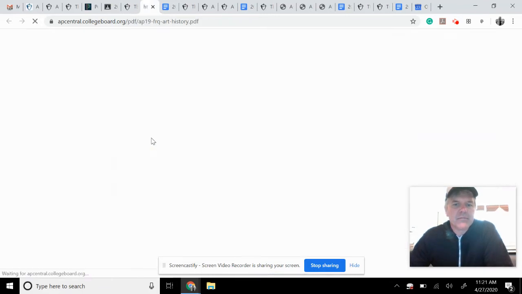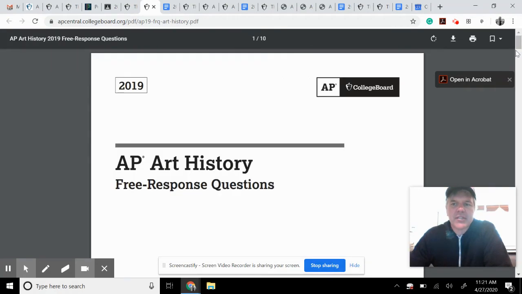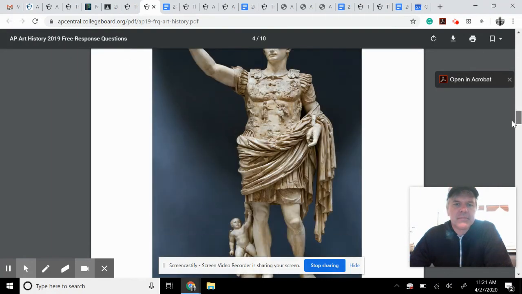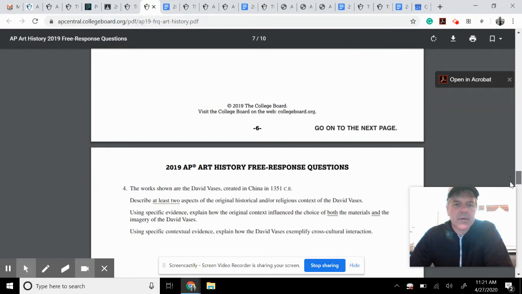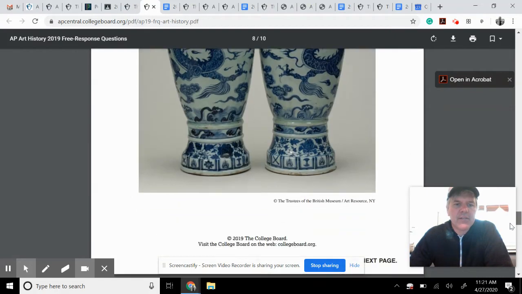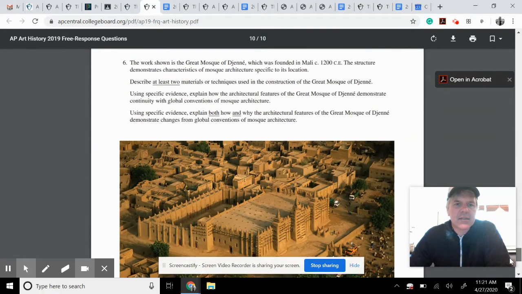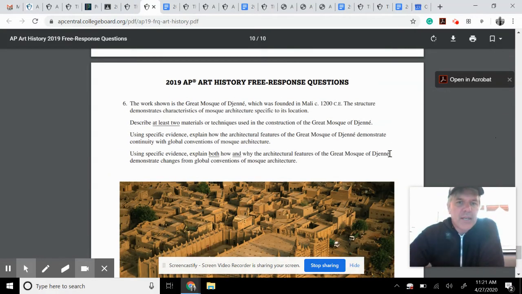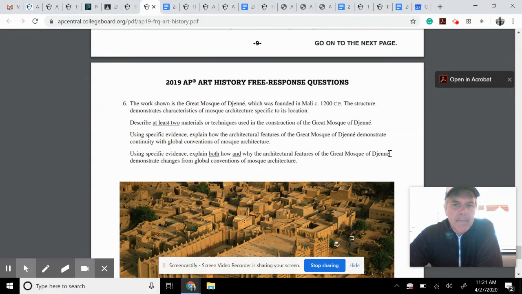So for your response, question 6, again, is going to be shorter. All the way down to it, 4, 5, and 6. Okay. Some of you did this one already, okay? The work shown is the Great Mosque of Djenné, which is found in Mali, all right? In 1200, the structure demonstrates characteristics of mosque architecture specific to its location. So far, no task points available. Describe at least 2 materials or techniques used in the construction of the Great Mosque of Djenné. Pretty obvious. That's going to be 2 different things.